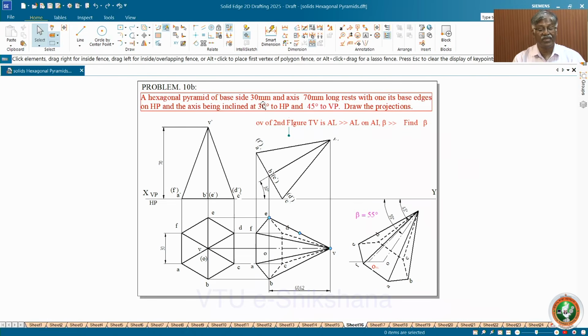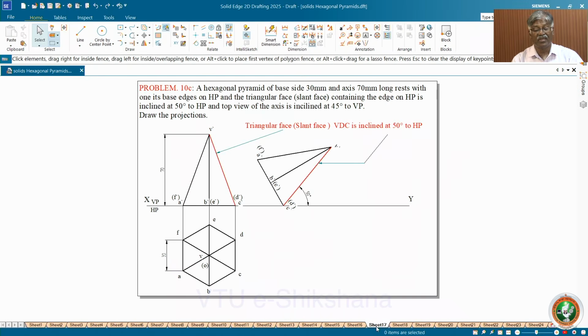Hexagonal pyramid of base side and 70 mm long rests with one of its base edges on HP, axis inclined at 30 degree to HP and 40 degree to VP. Directly it is given, so you have to find the beta and then do it. Next comes the triangular slant face, which is inclined at 50 degree to HP. What you have to do is you have to move and rotate. Once you start move and rotate, then there will be the problem of fixing this.